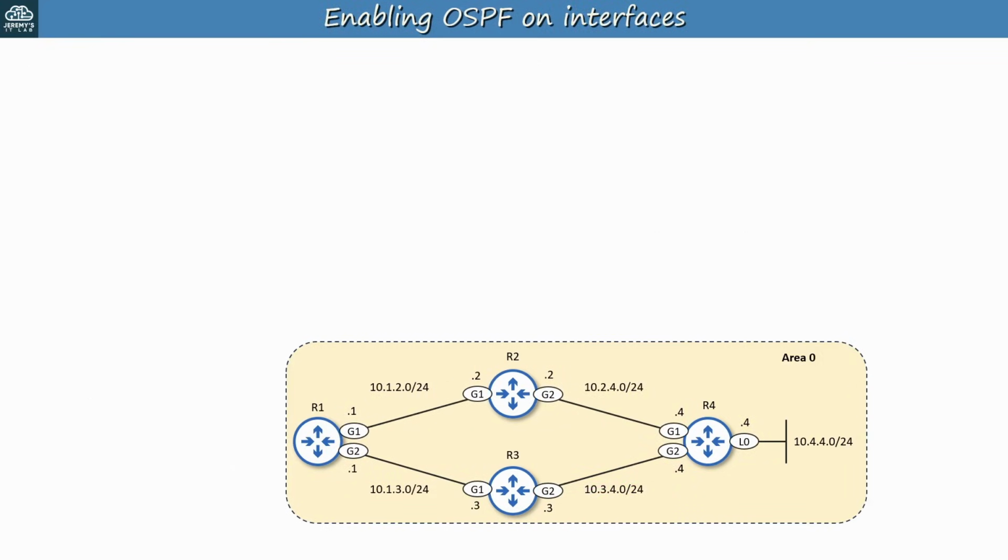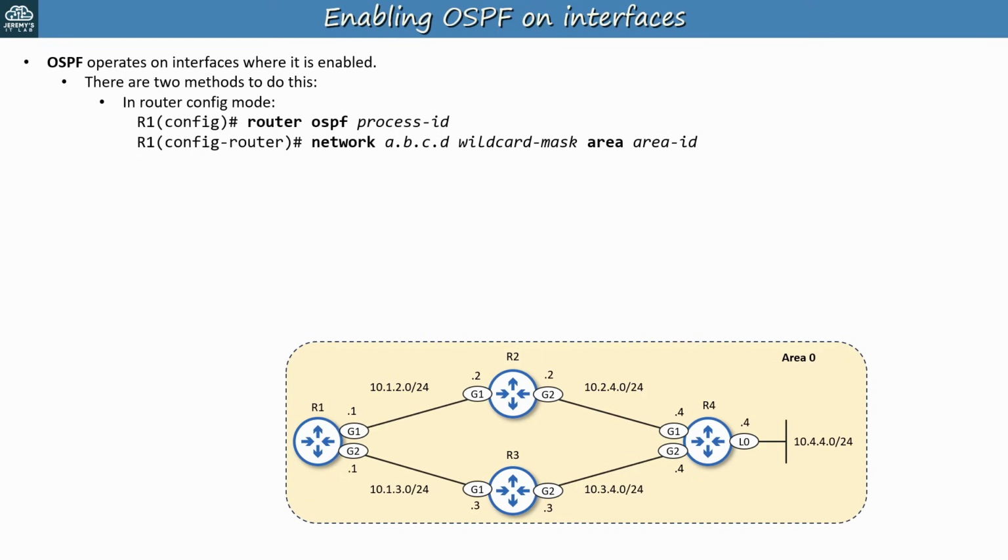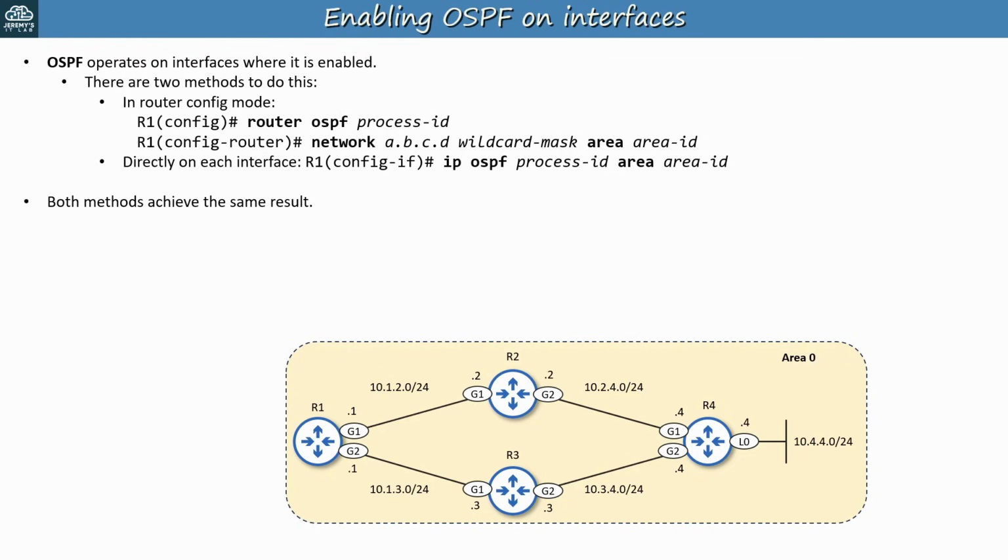Now let's review the basics of configuring OSPF, enabling OSPF on interfaces. OSPF operates on interfaces where it's enabled, and there are 2 methods to do this. The first is in router config mode under the OSPF process. First, create the OSPF process with router OSPF, followed by the process ID, and then use the network command, which we'll look at in the next slide. The second method is to enable OSPF directly on each interface with IP OSPF, the process ID, area, and the area ID. Both methods achieve the same result.